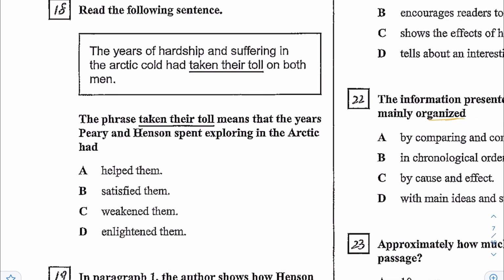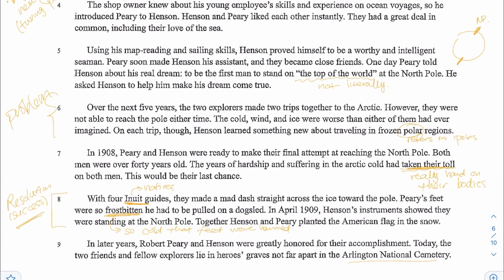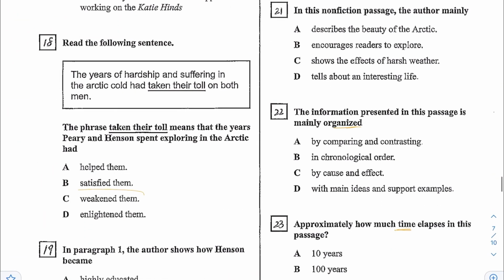Question 18, read the following sentence. The years of hardship and suffering, the Arctic had taken their toll on both men. So again, we looked at that phrase more closely. The phrase taken a toll means that the years Peary and Henson spent exploring the Arctic had. So over here, when you take their toll, this is in paragraph 7, it's really hard on their bodies and it weakened them. So that's going to be choice C.